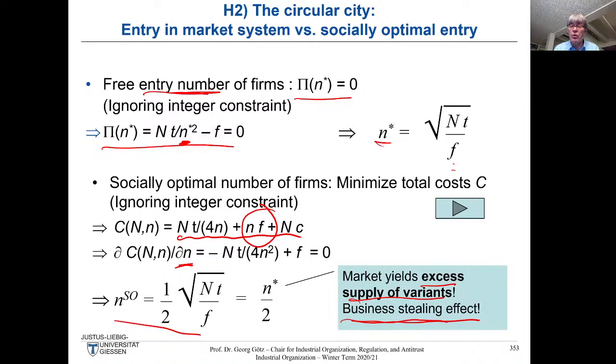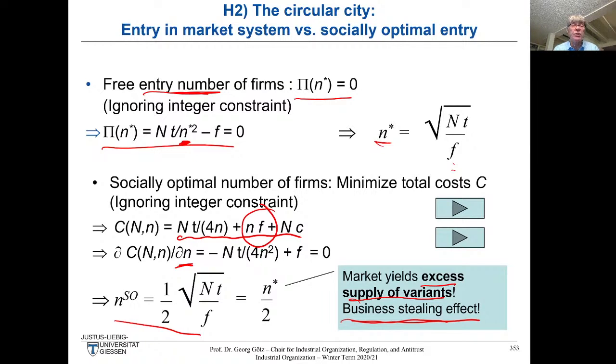I think that's about what I wanted to tell you. Later on, at the end of this chapter, I will briefly show you that there are models in which we get under-entry. These are so-called love of variety models. But here in this model, which is a so-called ideal variety model, where each consumer buys only at a certain shop and not at all shops, we get this over-entry result.